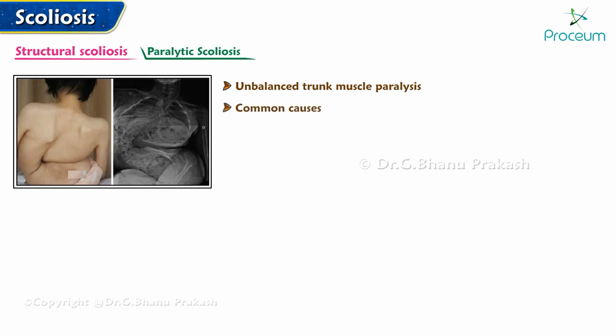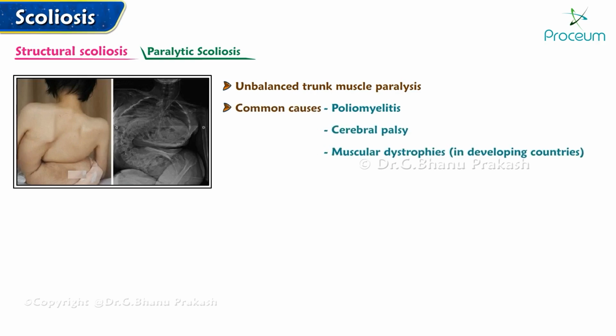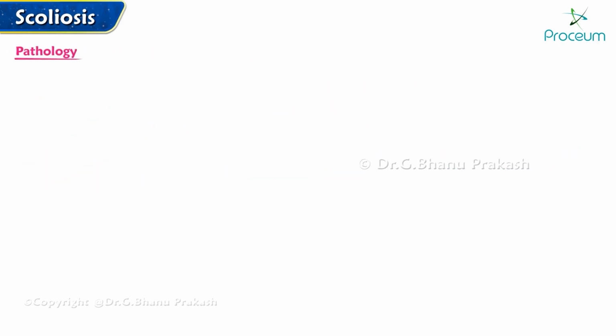Common causes include poliomyelitis, cerebral palsy, and muscular dystrophies, especially in developing countries. As for other pathologies, certain diseases like neurofibromatosis can also cause structural scoliosis, resulting in sharp kyphoscoliosis. Now let's talk about the pathology of scoliosis.